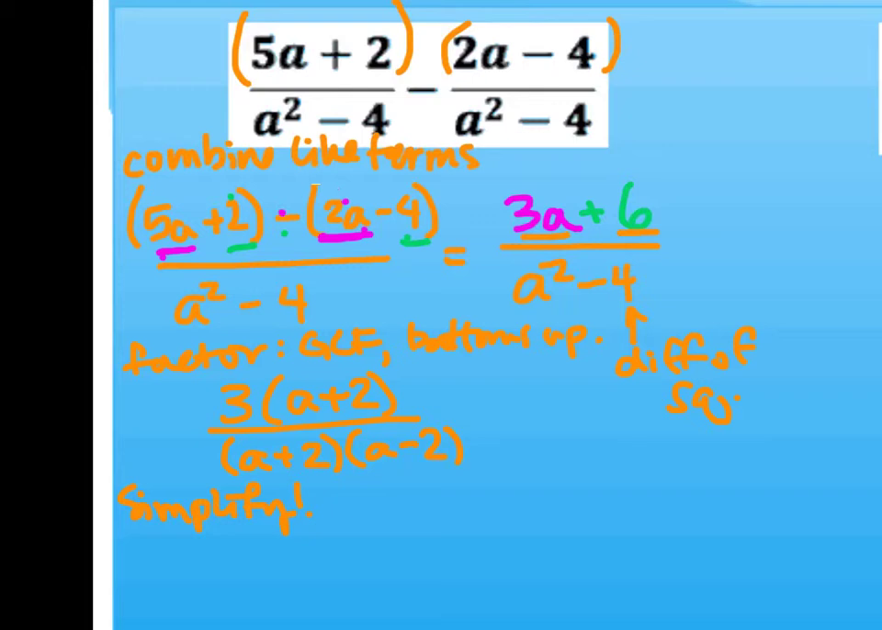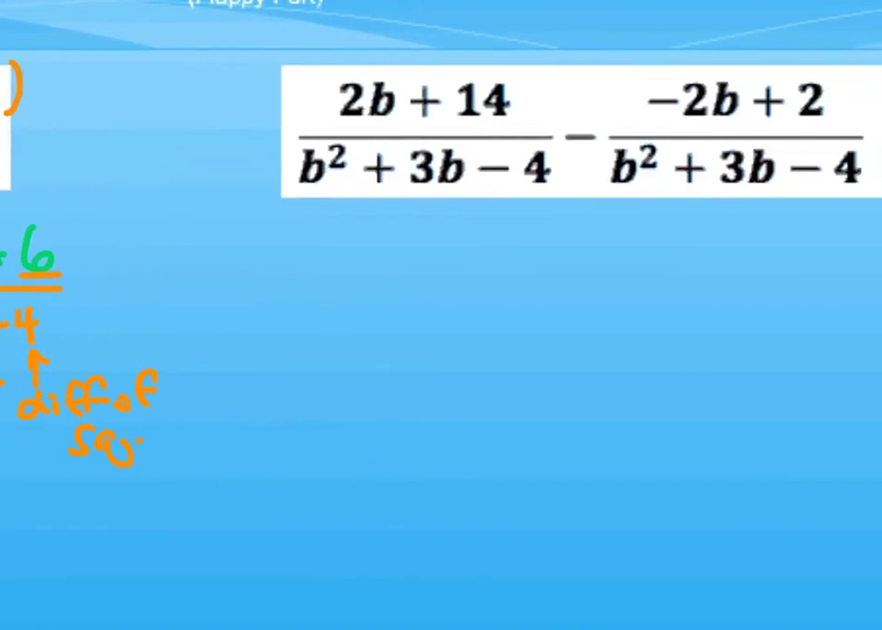That's super helpful, super cool, because I see I have an a plus 2 on the top and an a plus 2 on the bottom. That means we can simplify that. And our final answer will be 3 over a minus 2. So that's how we do that with common denominators. Let's try one more problem and see how we do with this one.